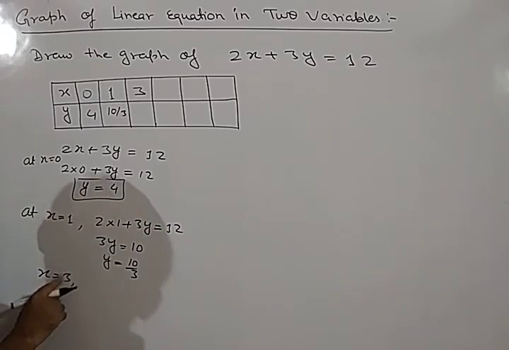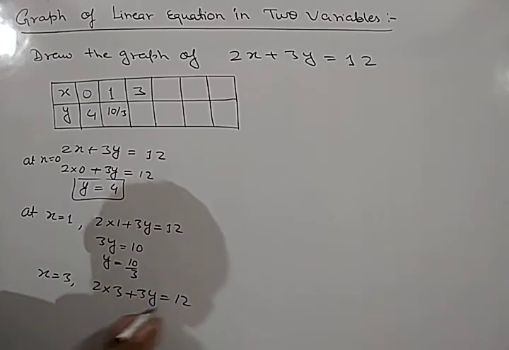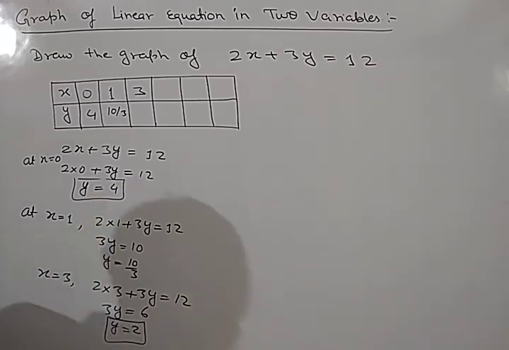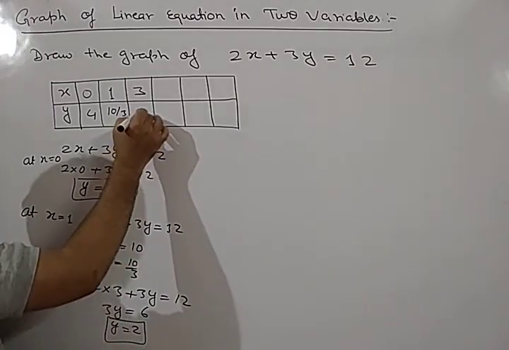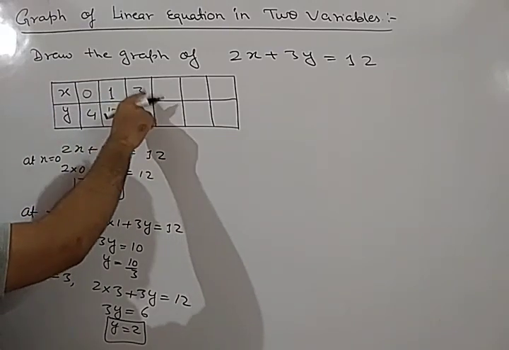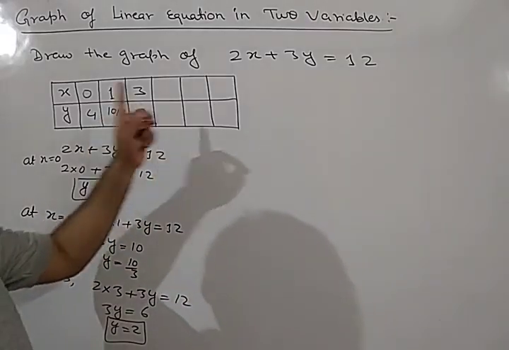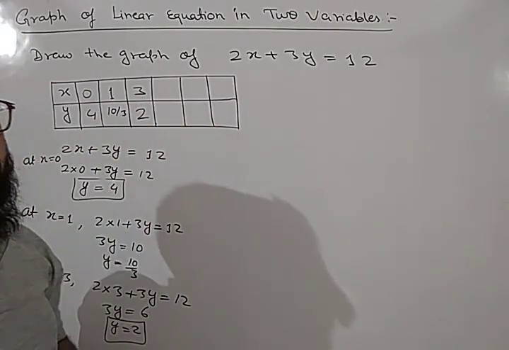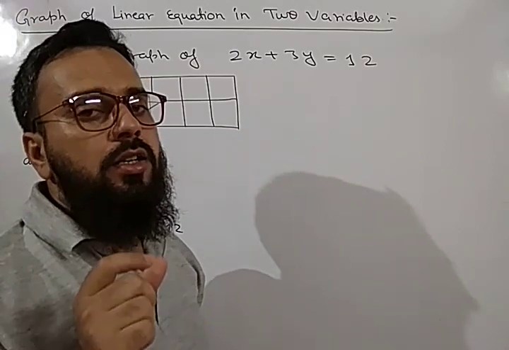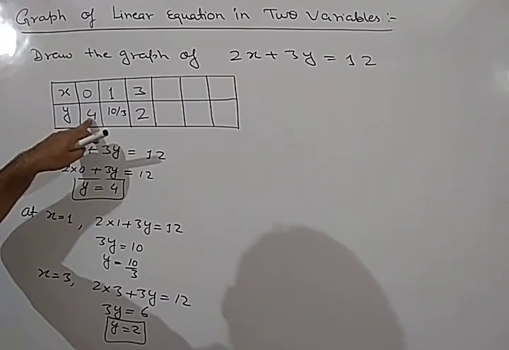At x equal to 3, it will be 2 into 3 plus 3y equal to 12. Or we will get 3y is equal to 6, or y is equal to 2. So at x equal to 3, y is equal to 2. Okay. So we have taken x equal to 0, 1 and 3. Again, you can take the negative values also. You can take -1, -3 and so on. But the most simple method is that you can put x equal to 0 at a time, then you will get the value of y.